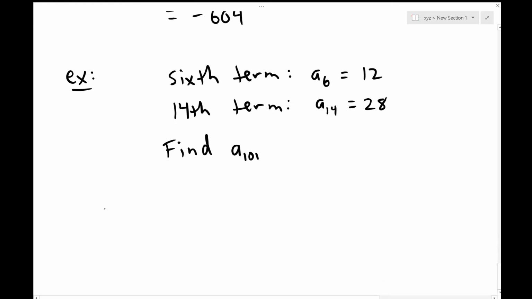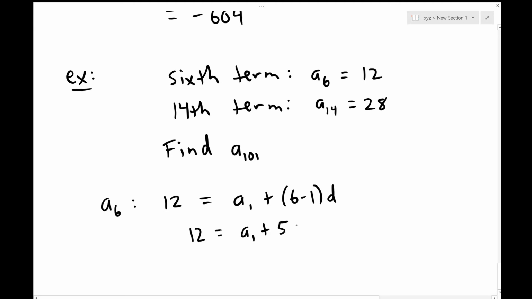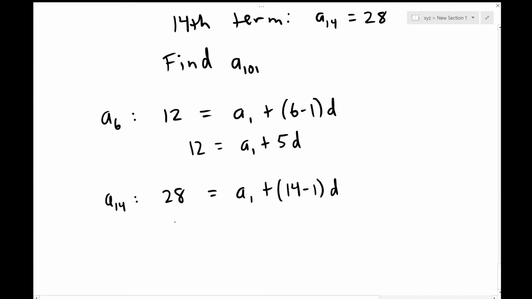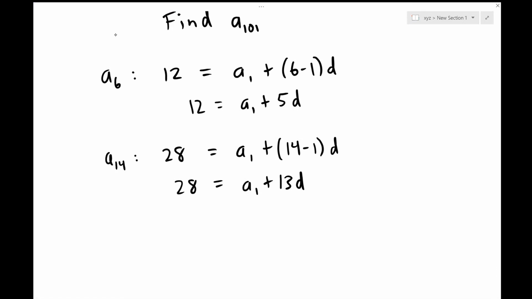Anyway, so just as before, for a sub 6, we know that's equal to 12, and so that would have to be equal to a sub 1 plus, again, it's 6 minus 1 times d. Or this would simplify to just a sub 1 plus 5d. And for the 14th term, we know that that's 28. And that's going to be a sub 1 plus 14 minus 1 times d. And this, of course, would simplify to 28 equals a sub 1 plus 13d. And so again, this allows me to create a system of equations. So I'll label these as R1 and R2.